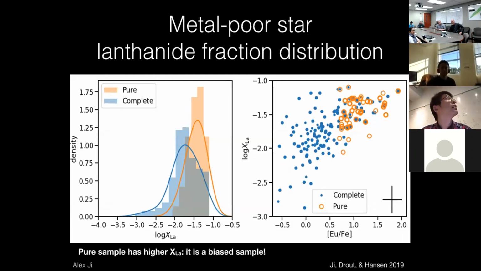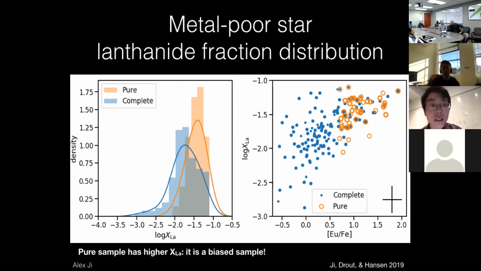So just to, you can't see my mouse, but the right panel over here shows the europium over iron distribution and the lanthanide fraction we infer from each one, assuming it's entirely due to our process. If you have contamination from things like neutrino-driven winds or something, then you will increase the lanthanide fractions at the low end of the, you can't see my mouse. Okay, for the stars with europium over iron of zero or less, those lanthanide fractions, my guess is, are a little bit too low.